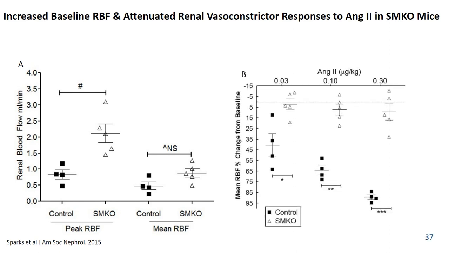So what happens when you give angiotensin 2? Unlike what we saw in the systemic circulation, the kidney really just completely lacked a response to angiotensin 2. The black squares are the controls at 3 different doses of angiotensin 2, whereas the open triangles are the smooth muscle knockout mice, and they really don't have much of a response at all. So really the kidney microvasculature is affected and does not have that compensatory mechanism that the systemic circulation has.